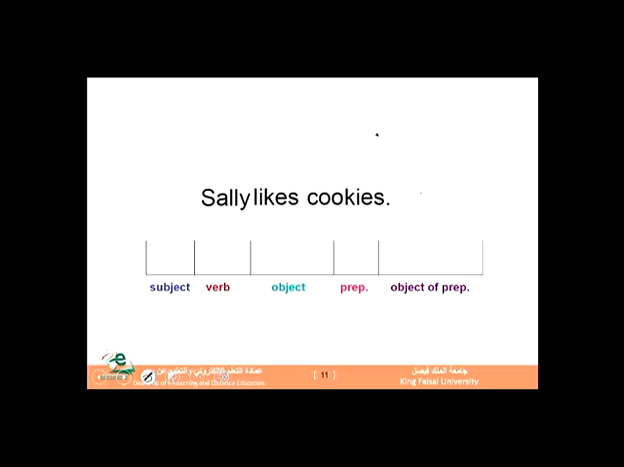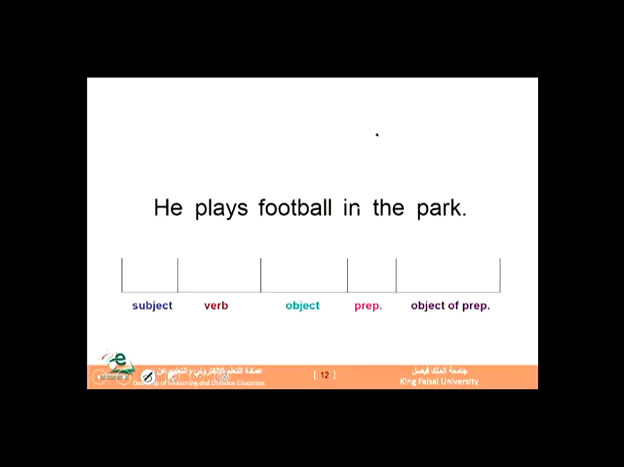Let's look at another example where it is not always necessary to have all the elements of the sentence. Sally is the subject, likes is the verb, and cookies is the object of the sentence. So again, Sally goes to the subject position, likes goes to the verb position, while cookies is the object of the verb likes. Let's look at another example. He plays football in the park. Subject, verb, object of the verb, preposition, object of preposition.